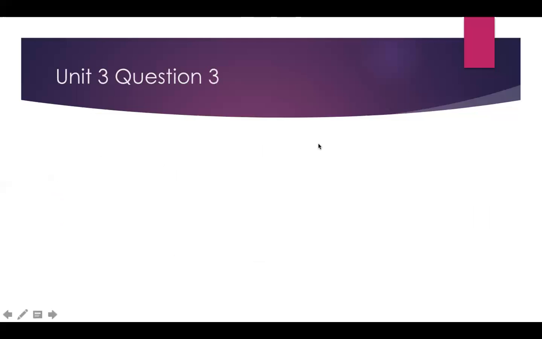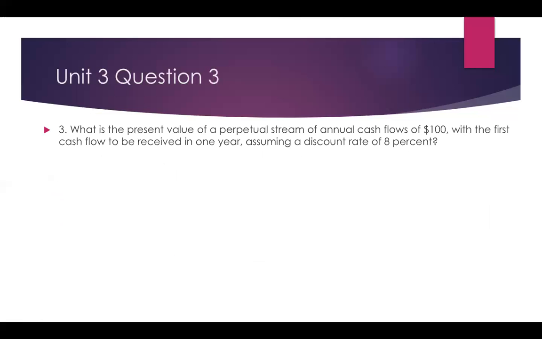The next problem we're going to go over is question 3 from your assignment last week. What is the present value of a perpetual stream of annual cash flows of $100, with the first cash flow being received in 1 year, assuming a discount rate of 8%?